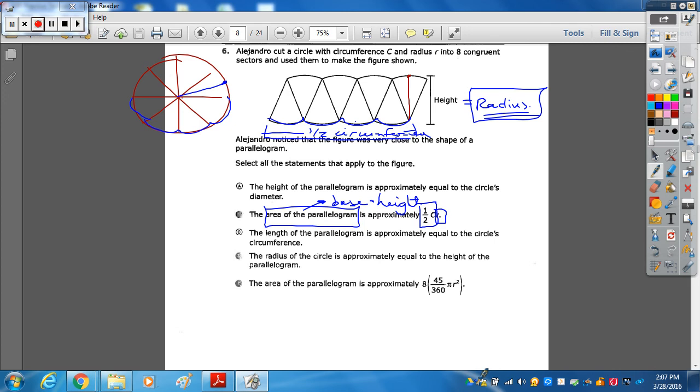Okay, and then the area of the parallelogram is approximately 8 times 45 over 360 times pi r squared. In this problem right here, I would go ahead and multiply these two together and see what you get. If you can't do that in your calculator, here's what we have. 8 times 45 is 360. 1 times 360, 360. What's 360 over 360? It's 1. These cancel each other out. There's the area that we're looking for, pi r squared. Okay? All right.